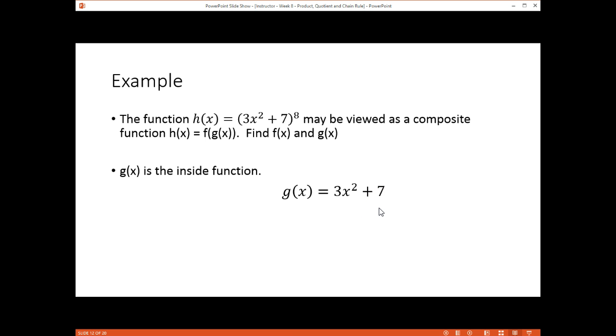Now, if f of x is the outside function, I already said g of x was 3x squared plus 7, so what's left? The only thing that's left is this 8th power. It's something to the 8th power, so we're going to say f of x is x to the 8th power. So we've identified two distinct functions. g of x is 3x squared plus 7. f of x is x to the 8th.